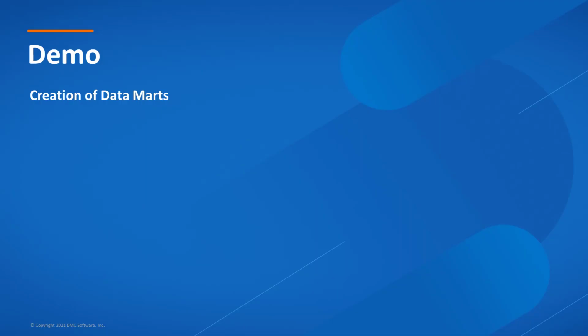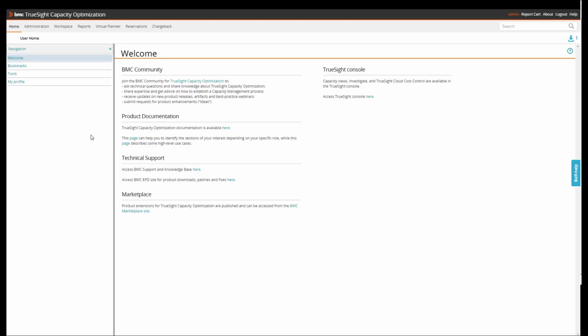Let's now jump into the creation of the three different types of data marts. For this demo, I'm using a 2002 environment that contains data collected from a vCenter and also from the TSCO servers. We will start with the data mart based on an analysis model.